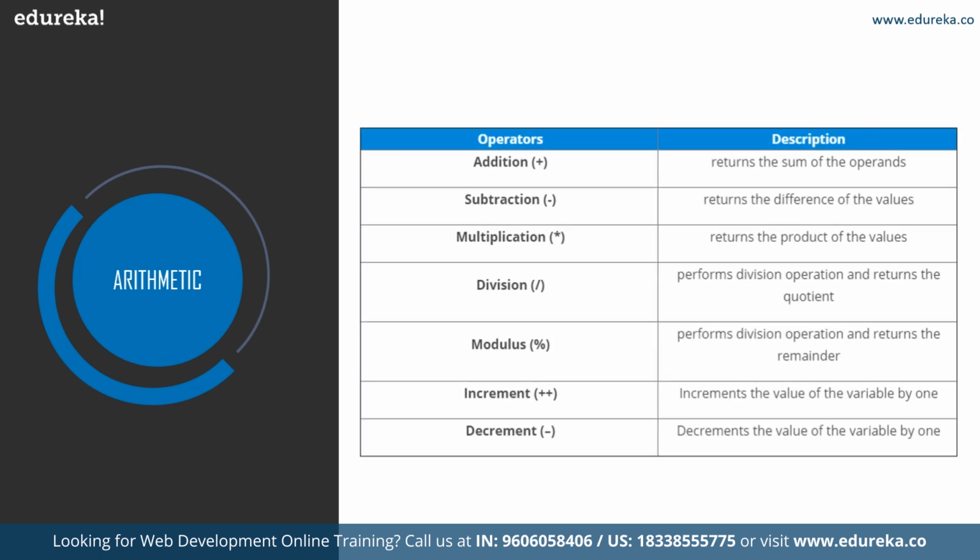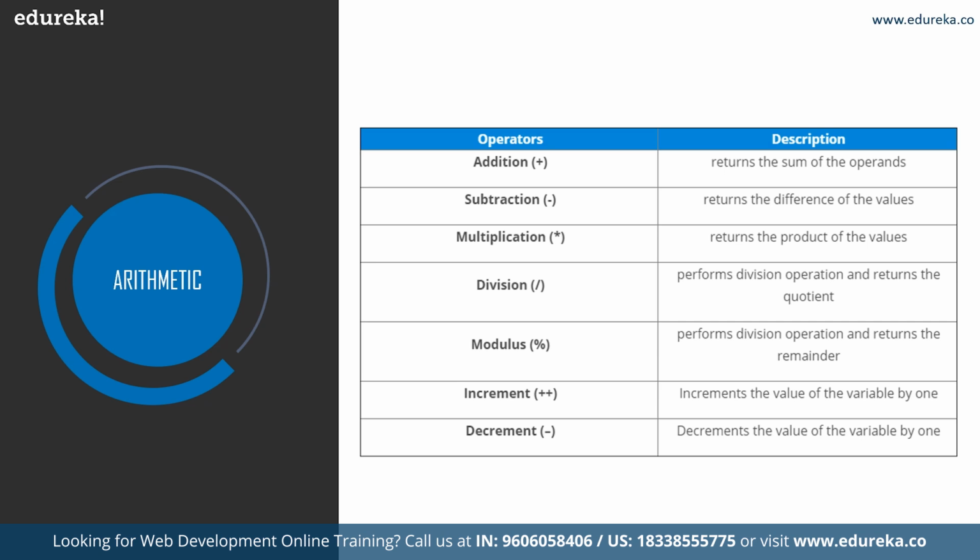Now talking about the arithmetic operators, we have addition, subtraction, multiplication, division, modulus, increment, and decrement. The addition operator returns the sum of the operands, whereas the subtraction operator returns the difference of the values. Similarly, the multiplication operator returns the product of the values, and the division performs the division operation and returns the quotient. Then we have the modulus operator, which performs the division operation and returns the remainder.